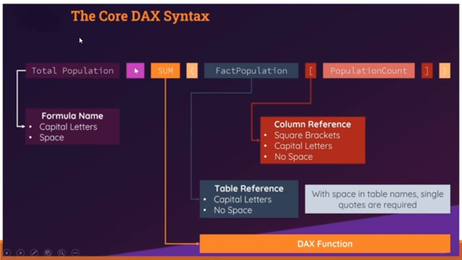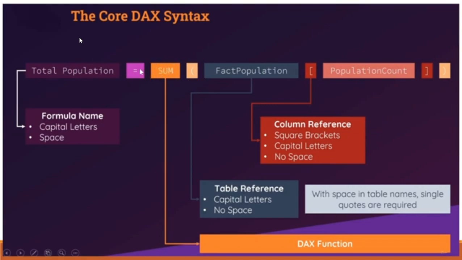Okay, then comes the equal symbol here. Okay, now after the equal symbol, you specify the DAX function. So the DAX function is nothing but what you want to calculate, right? Do you want to calculate the sum? Do you want to calculate the average? Or do you want to calculate some other thing? Okay, so after you specify the name of the column or basically the name of the formula, you specify the DAX function. And in our case, we are using the sum function here. This is just an example.